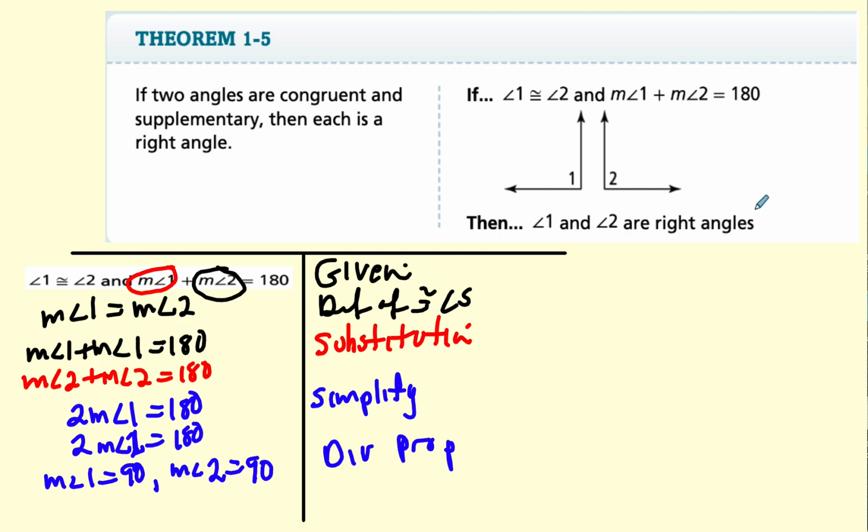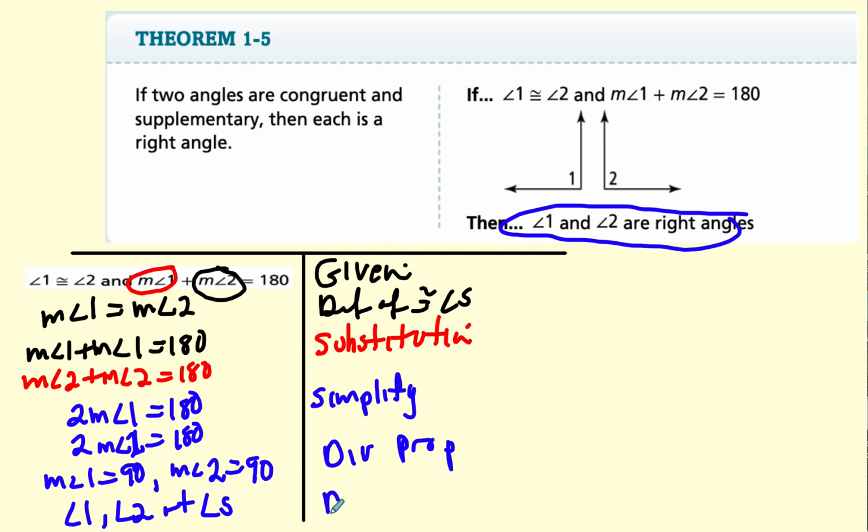Now I'm trying to prove that the angles are right angles. So I got them to be 90 degrees. So I can say angle 1 and angle 2 are right angles. And that comes from the definition of right angle. That's what right angles are, 90 degrees. And that's our last proof.